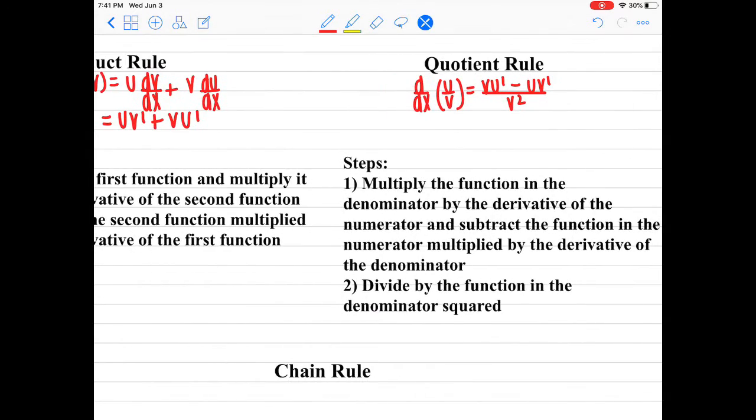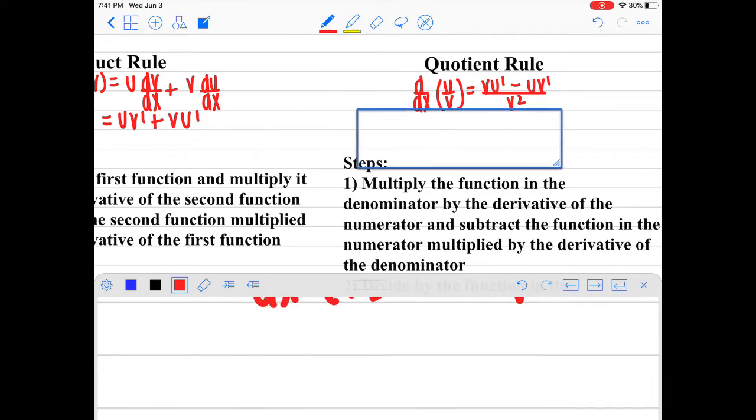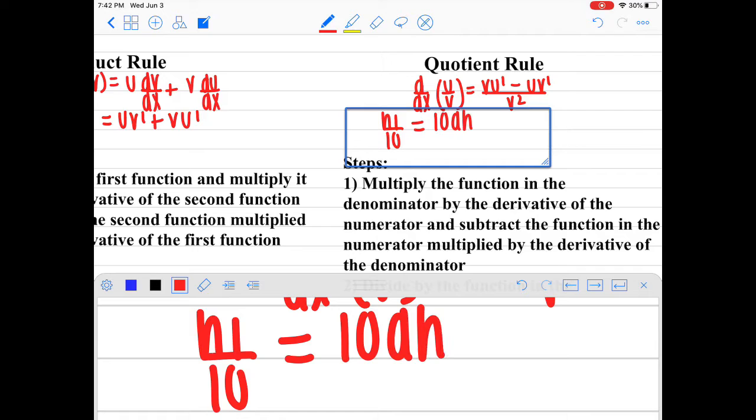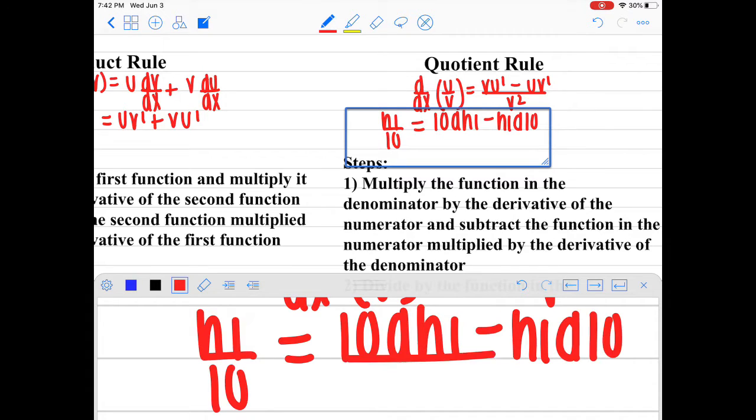Next, we have the quotient rule, which is used to find the derivative of the quotient of two or more differentiable functions. In this rule, you multiply the function in the denominator by the derivative of the numerator and subtract that by the function in the numerator multiplied by the derivative of the denominator, and you divide all that by the function in the denominator squared. Or you can look at it as high over low equals low d high minus high d low over low low.